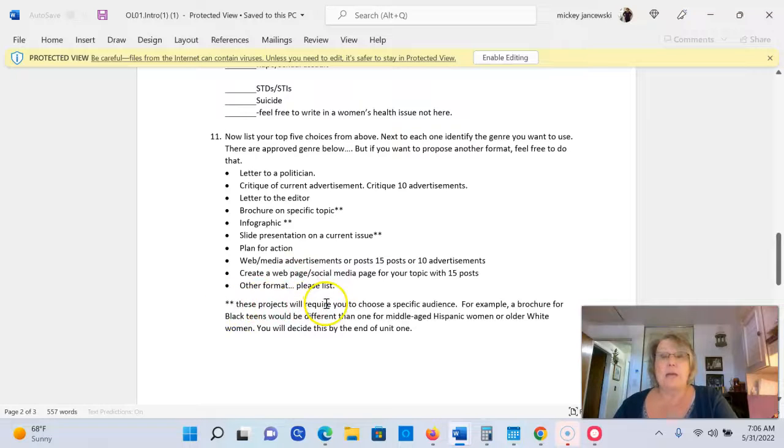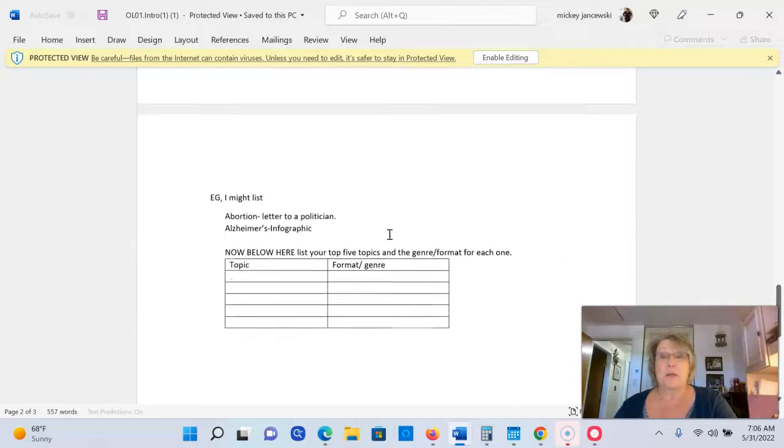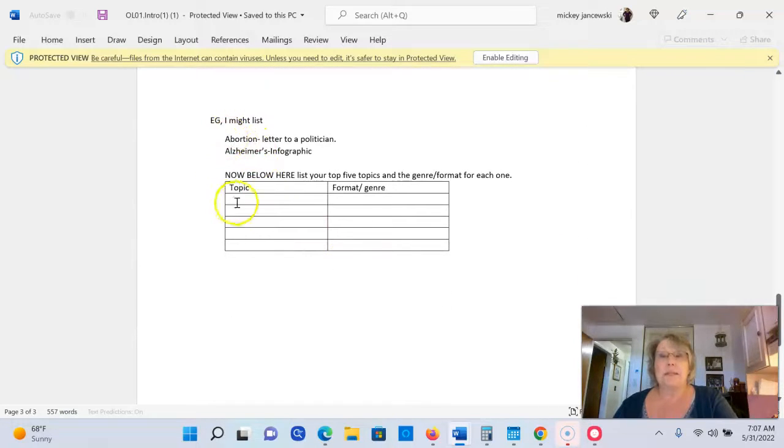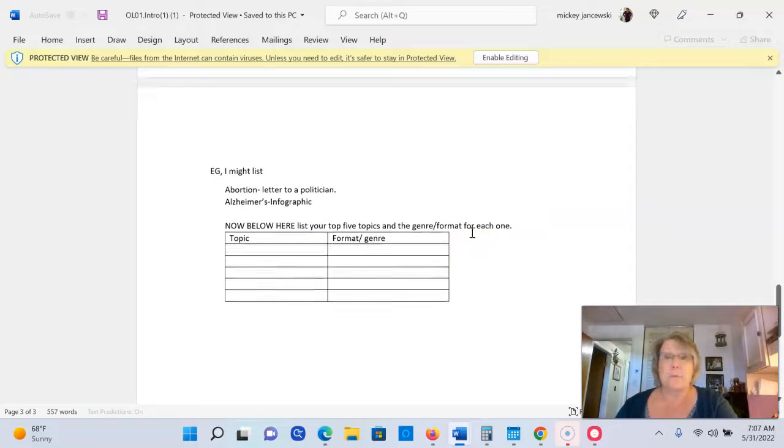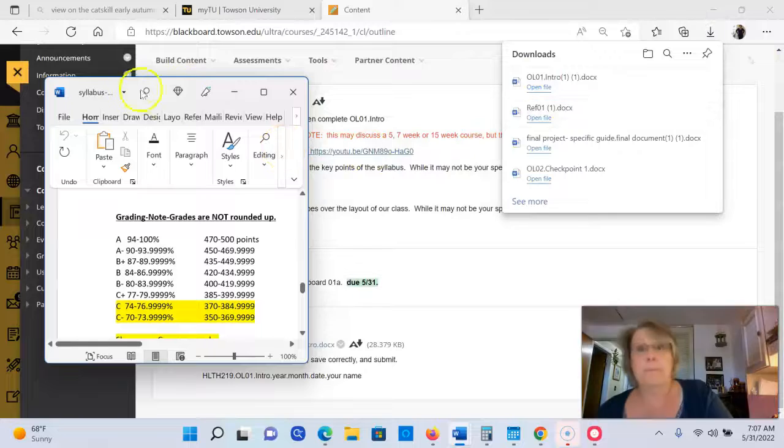Anything that's starred, you have to be very specific about the population that you want to address. At this point, you may not know that, but by the end of next week, you will. So, for example, these are some things. If I want to do abortion, and I put the format, Alzheimer's format. And so from whatever you give me on this online assignment, I will then approve one of the topics and genres for you to use for your final project.